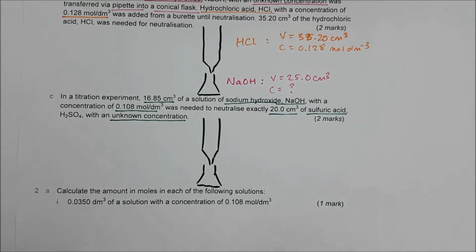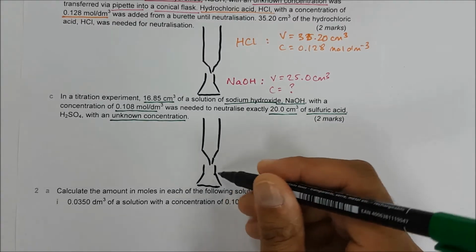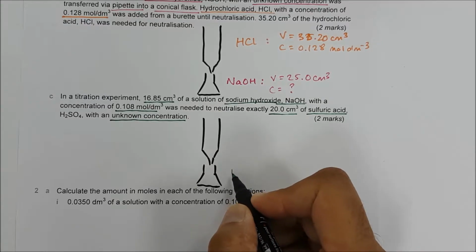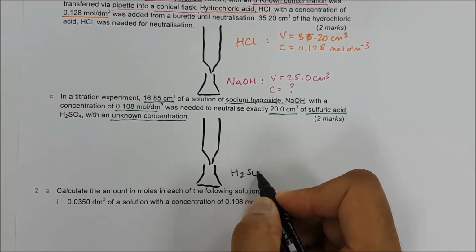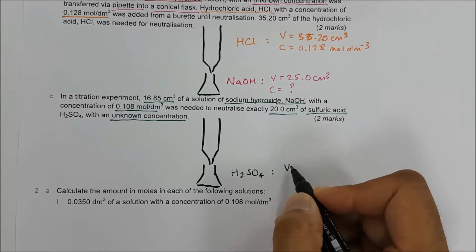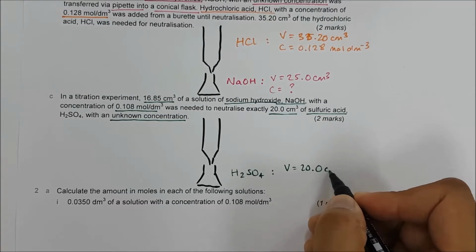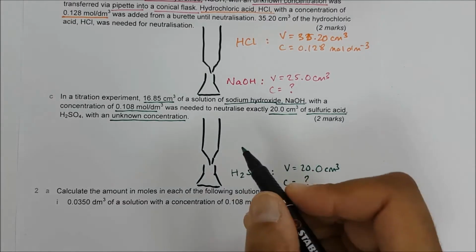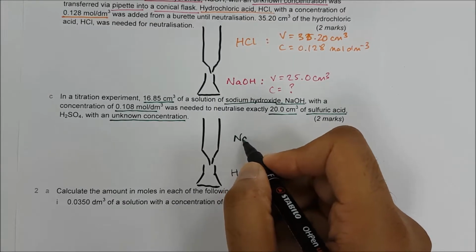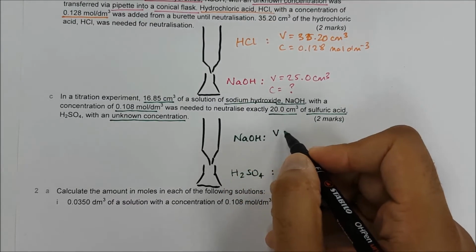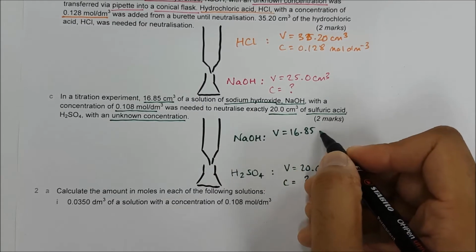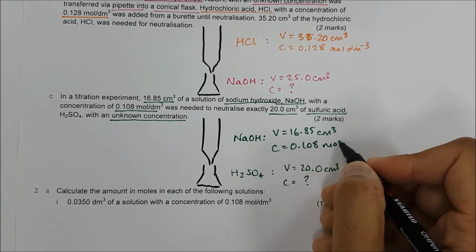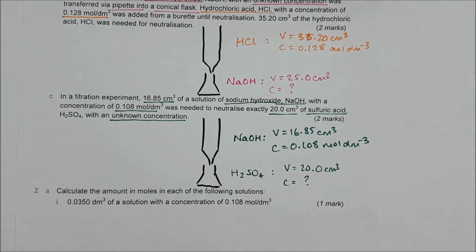In this scenario, we can either add the unknown into the conical flask, and actually that is the best practice. So H2SO4, which is our unknown, the volume was 20 centimeters cubed exactly. The concentration we do not know. Up above we have NaOH. The volume 16.85 centimeters cubed. And the concentration is 0.108 moles per dm cubed.